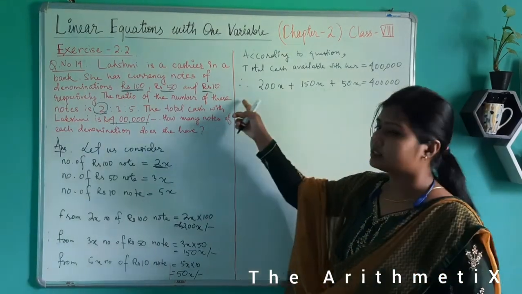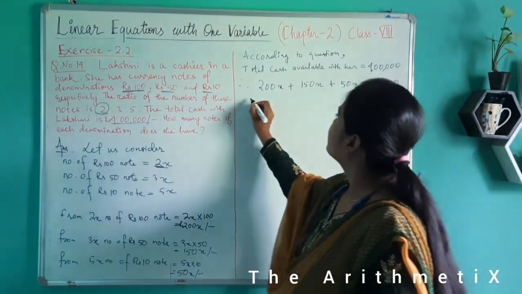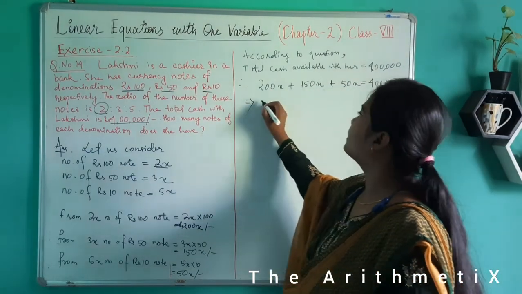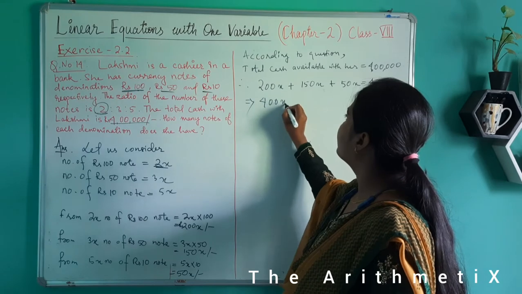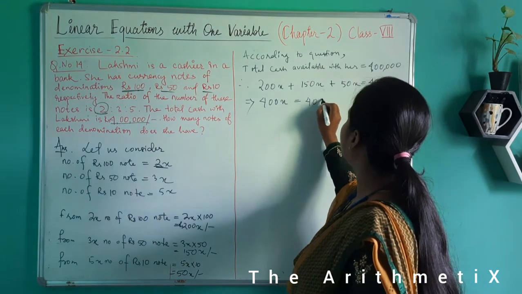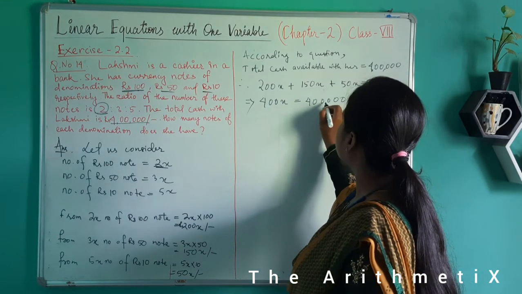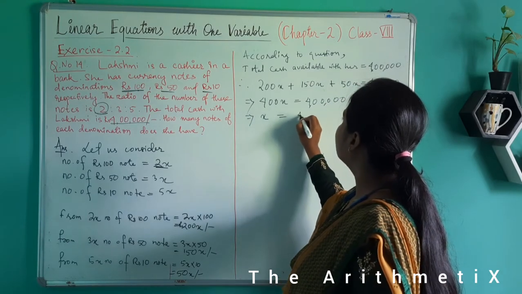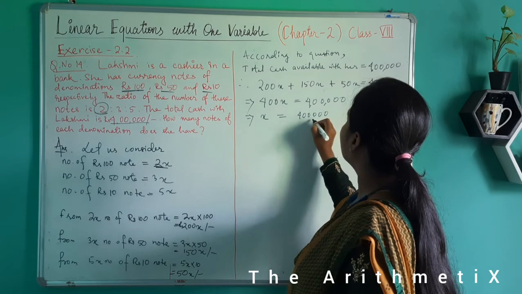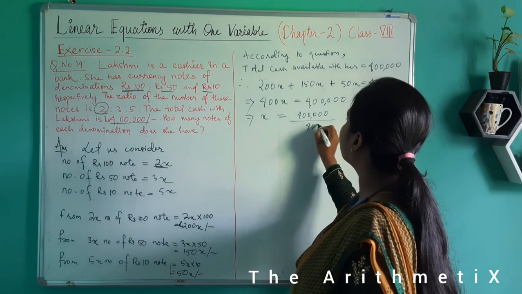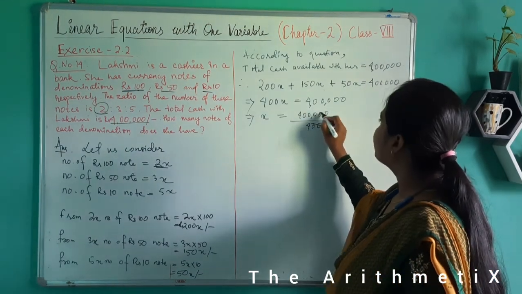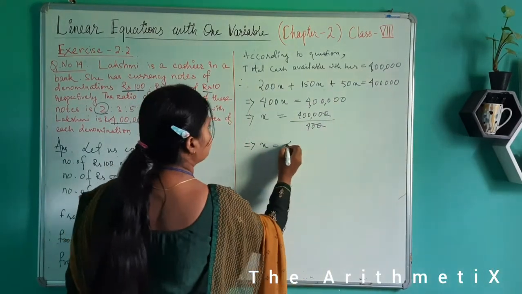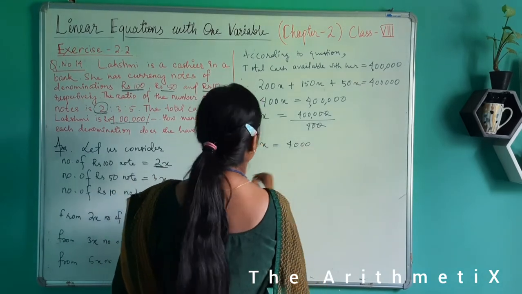Now it is very easy to add these like terms. 200 plus 150 plus 50 are 400. So it becomes 400x equals to 4 lakh. Therefore x is equal to 4 lakh divided by 400. Cancel 2 zero here and here. Therefore, x becomes 4000 only.